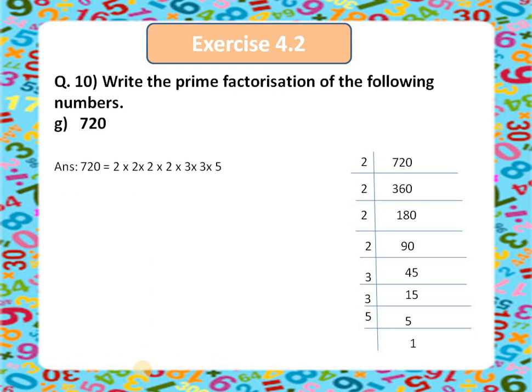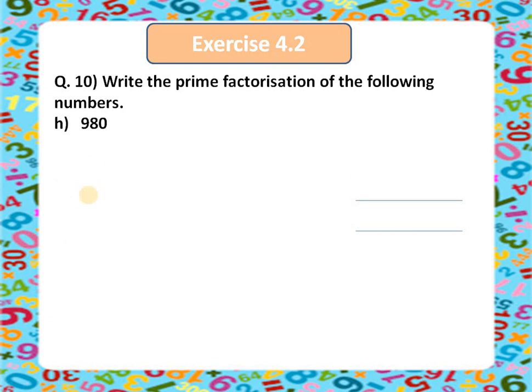For answer, we are going to write it down like this. 720 is equal to 2 multiplied by 2, 4. 4 2s are 8. 8 2s are 16. Then 16 multiplied by 3, 48. Now 48 multiplied by 3 will give you 144. 144 multiplied by 5 will give you 720. In this way, the answer is cross-checked.